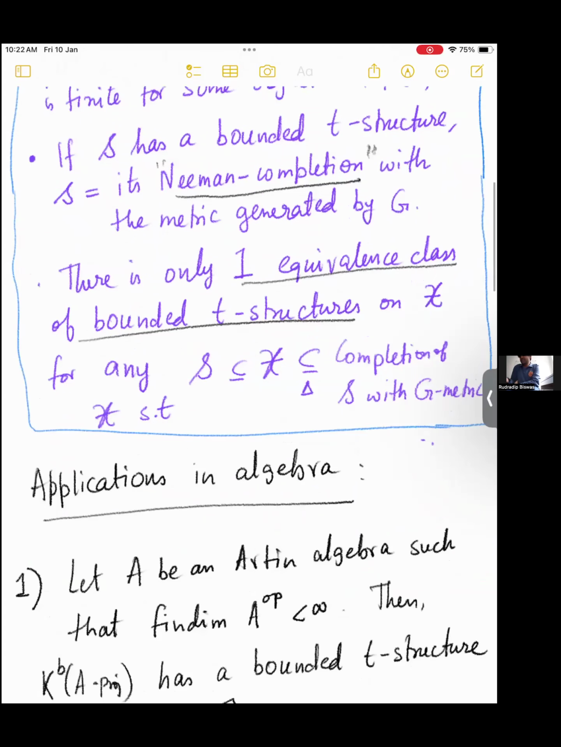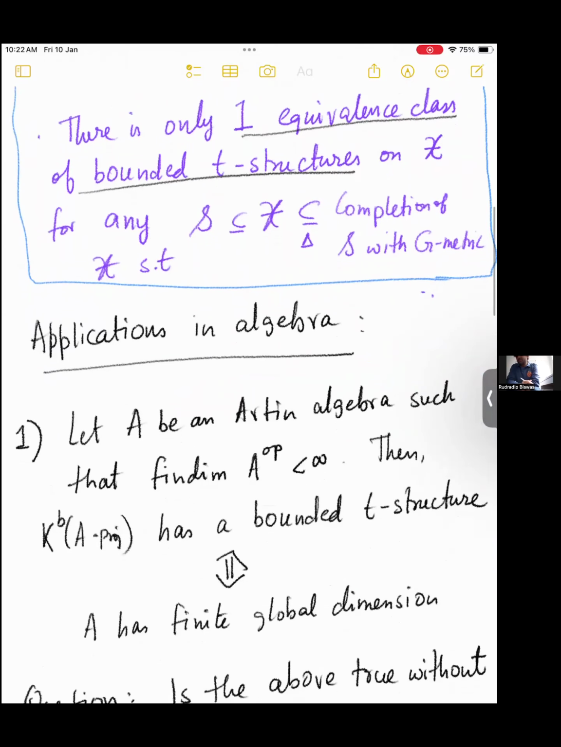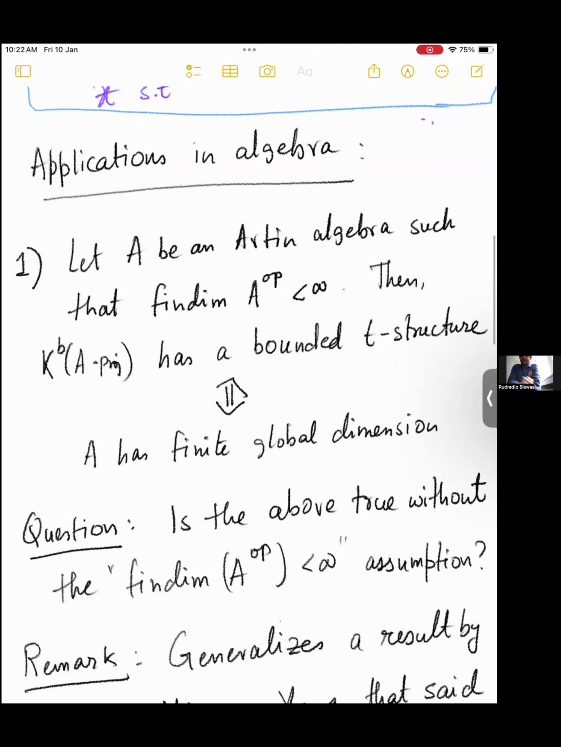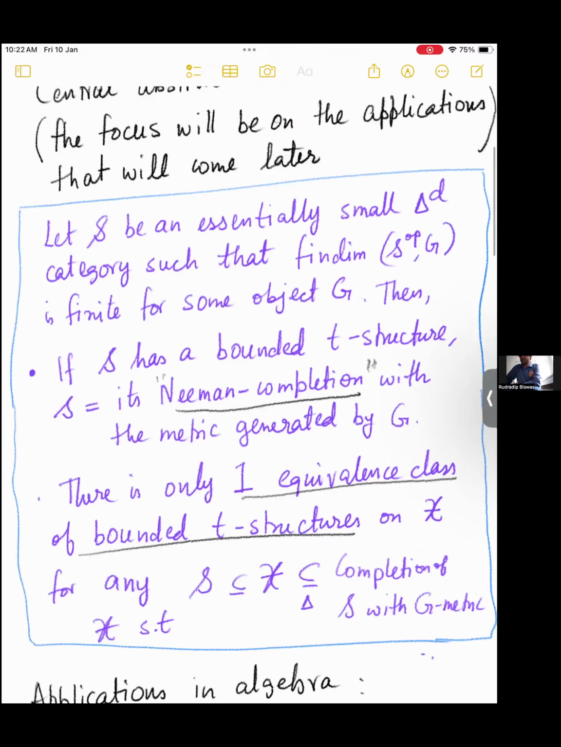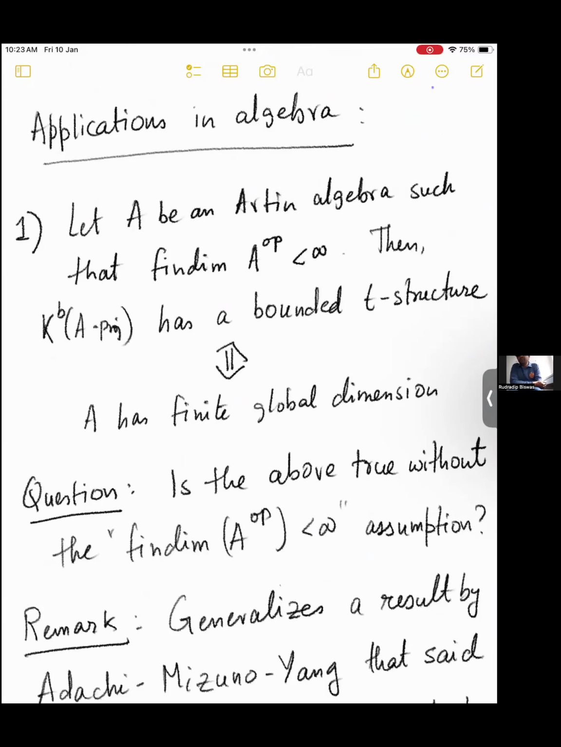As it turns out, it's very handy because you complete perf to D^b mod for noetherian rings, for coherent rings, let's say. So in algebra, we get a very neat application very easily out of number one from this purple box, which says that if you take an Artin algebra and you know from before that the opposite algebra has finite finitistic dimension, then the category of perfect complexes has a bounded T structure if and only if the algebra has finite global dimension.